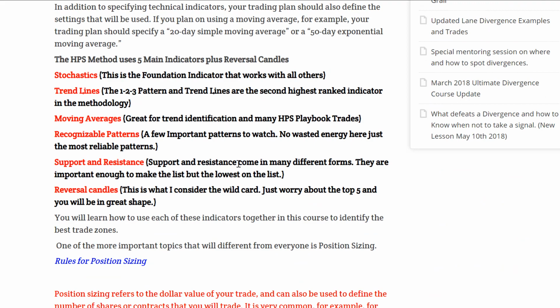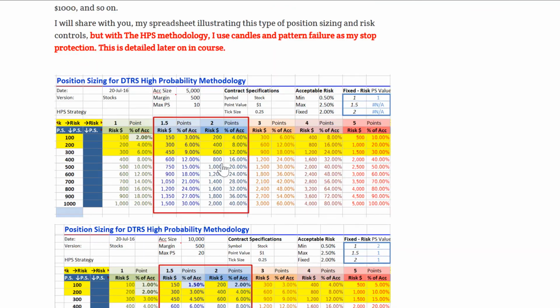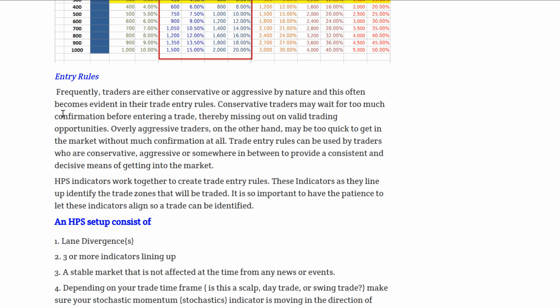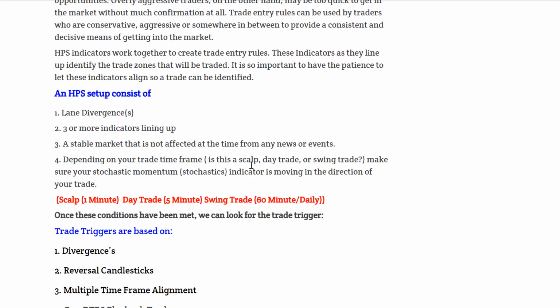So you're going to be able to read all this and get all this. But for position sizing, we talked about that. You're going to be getting this. Entry rules. I would just go through this. This is all good stuff. I wrote this up about a year ago, maybe two, and I just realized how much good information is on here.